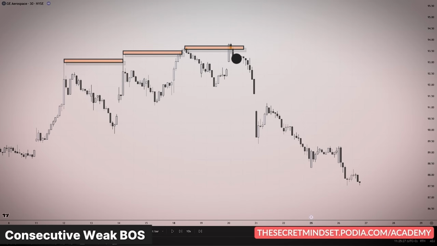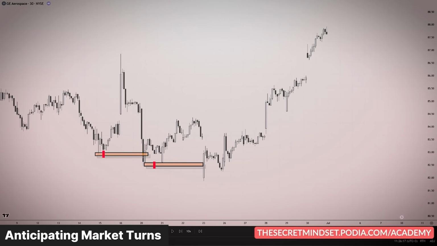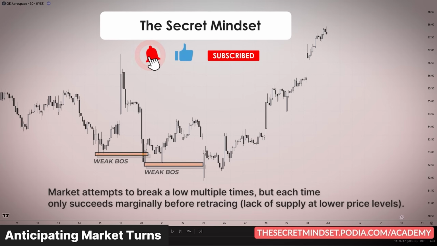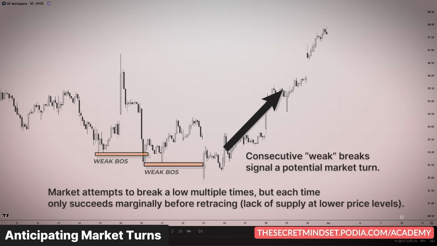One instance of a weak break of structure may not be meaningful, but consecutive weak breaks of structure can form a pattern that highlights a significant loss of momentum. For instance, if the market attempts to break a low multiple times, but each time only succeeds marginally before retracing, it suggests a consistent lack of supply at lower price levels. This scenario often precedes a stronger move in the opposite direction. Consecutive weak breaks will allow you to anticipate potential market turns.